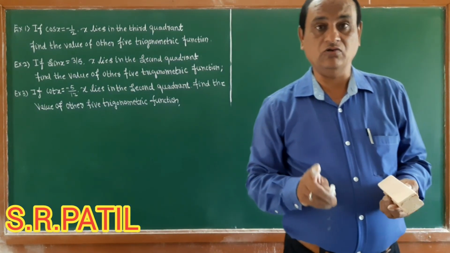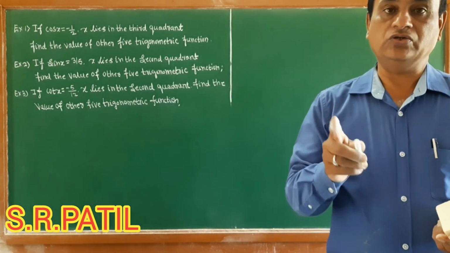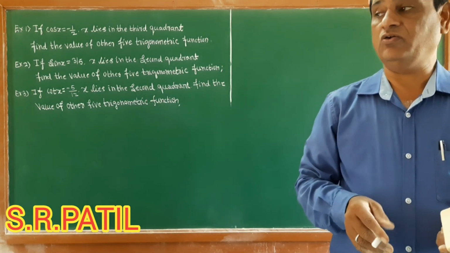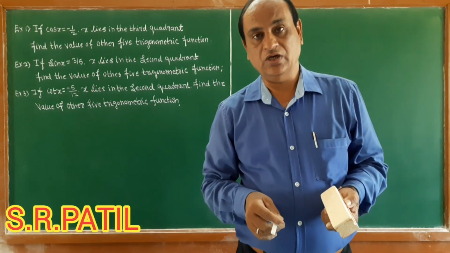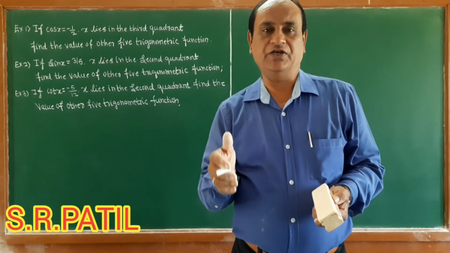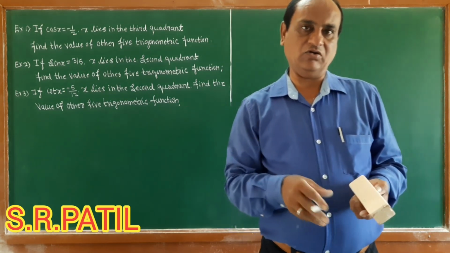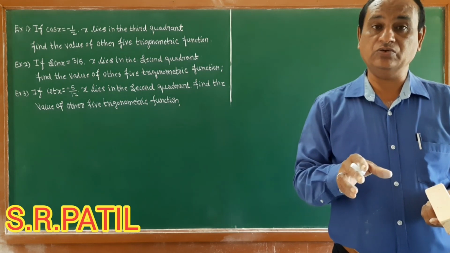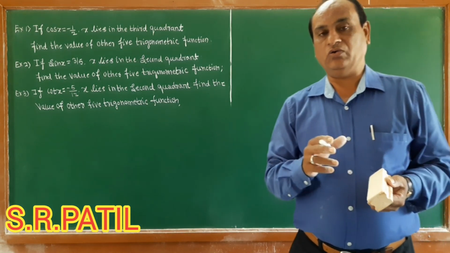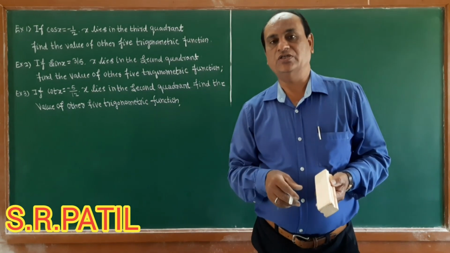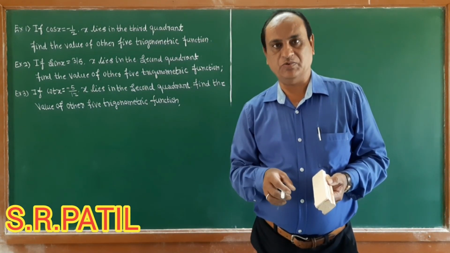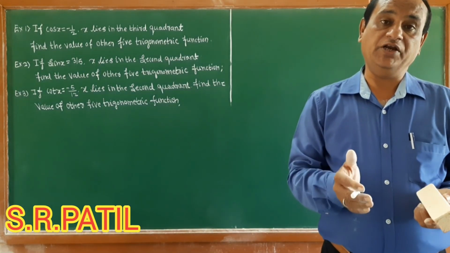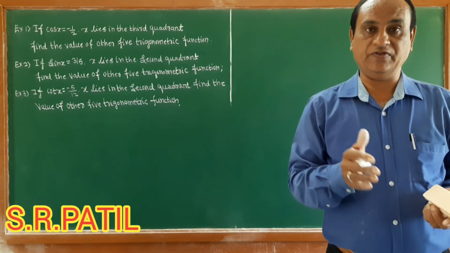So quadrant, you already know about the quadrant rule. The quadrant rule is nothing but ASTC. In the first quadrant, 0 to 90, all are positive. In the second quadrant, 90 to 180, sin is positive, and 1 by sin, that is cosec, is positive. In the third quadrant, 180 to 270, tan is positive, and 1 by tan, that is cot, is positive. The remaining 4 trigonometric functions are negative.